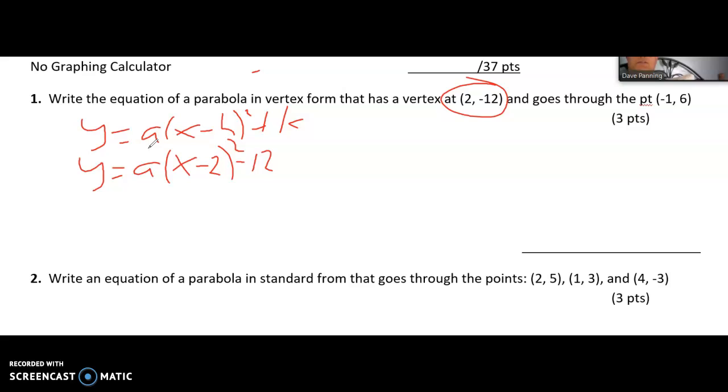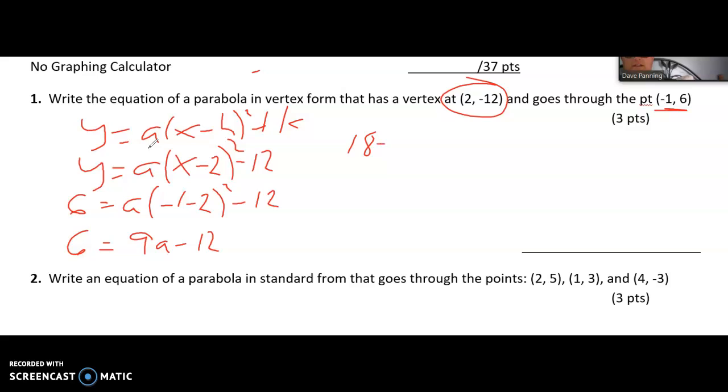So the only thing that we really need then is to figure out what a is, and that's where the other point comes in. So I'm going to plug in 6 for y, and I don't know what a is, but I know that the x is -1. So this is going to be -1 minus 2 squared minus 12. Well, -1 minus 2 is -3, and -3 squared is 9. So this is 9a minus 12 equals 6. And if I add 12 to both sides, then I'll get that 18 is equal to 9a. And if I divide both sides by 9, a is 2.